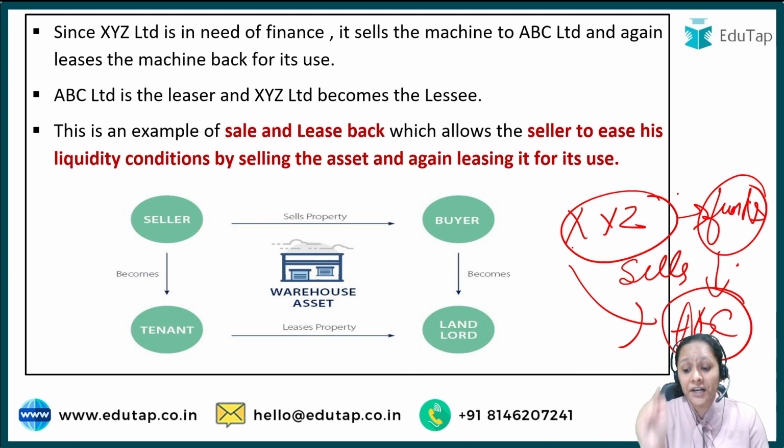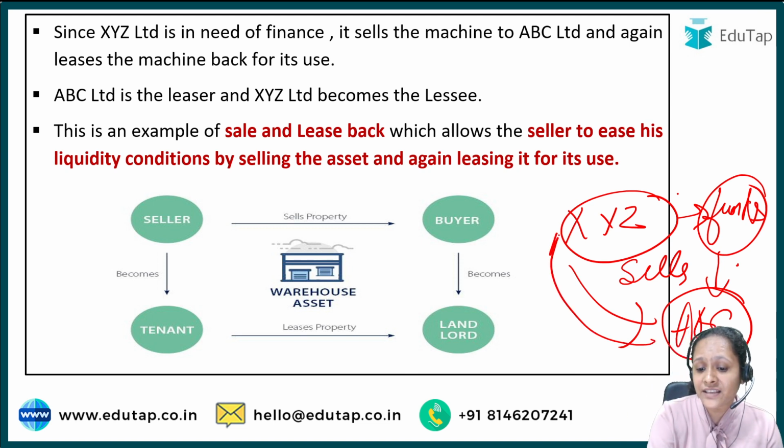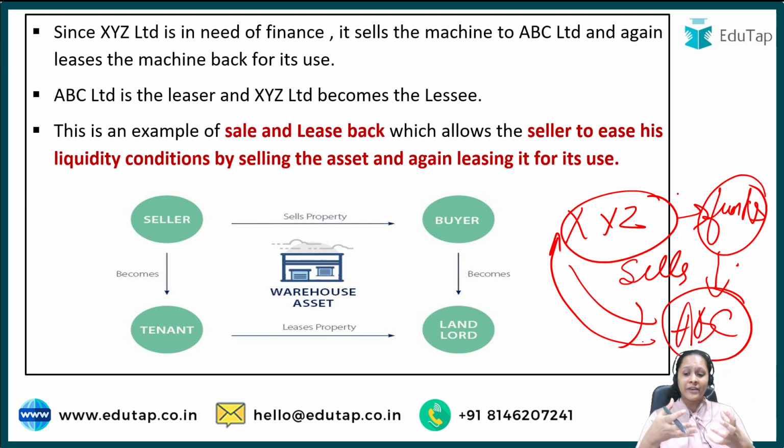So now, what it does is it takes lease of the machine from ABC Limited again. So this type of agreement where there is a purchase which is done by the buyer and the buyer leases it back to the original seller from whom he had bought the asset is known as sale and lease back.